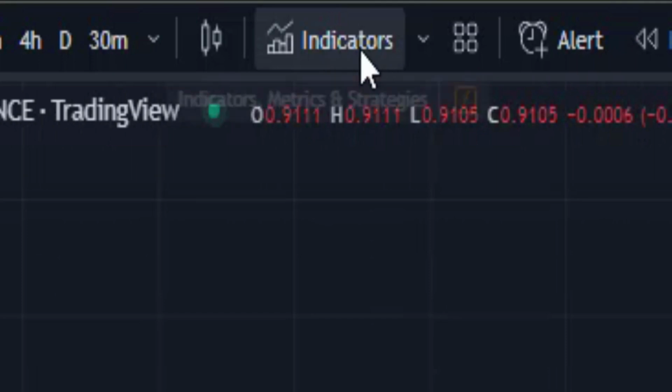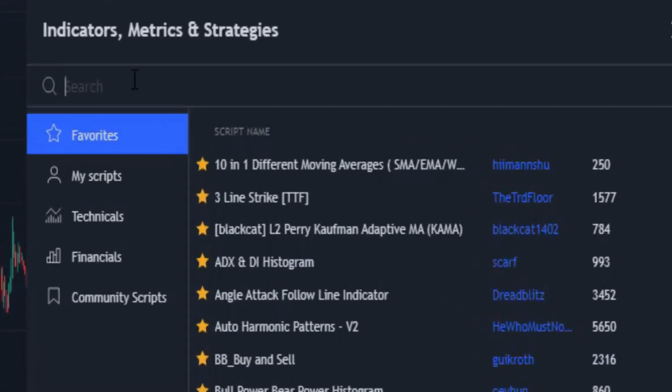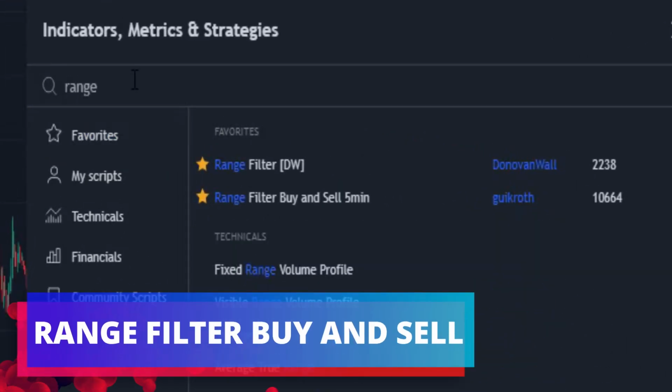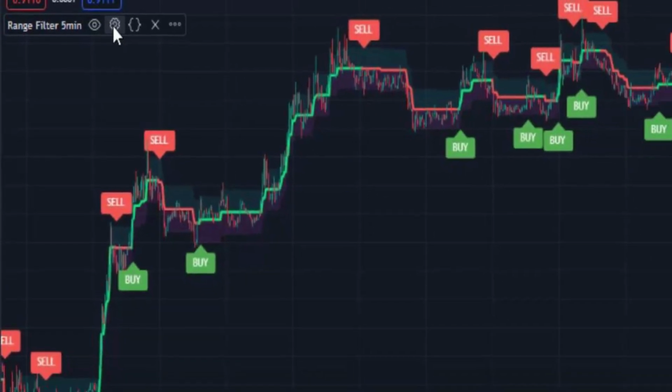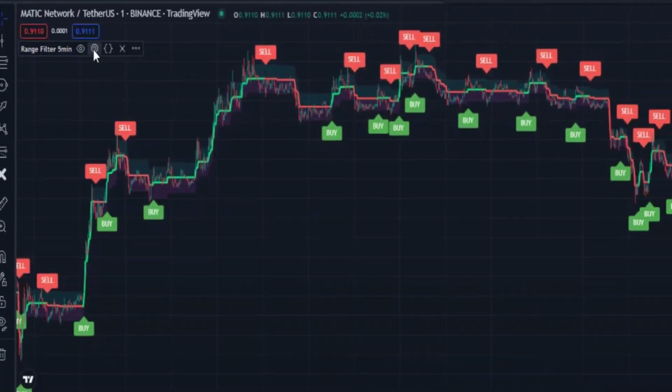So please click on the indicators right here and then type range filter. And add this range filter buy and sell indicator to your chart. Now you can see the indicator, which is a simple buy and sell indicator on your chart.